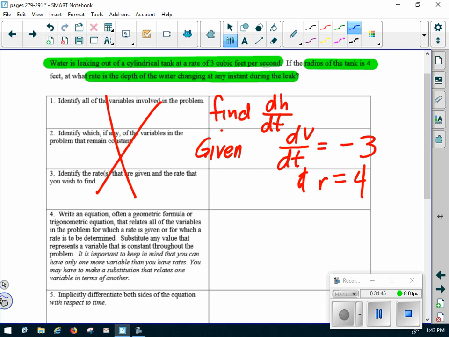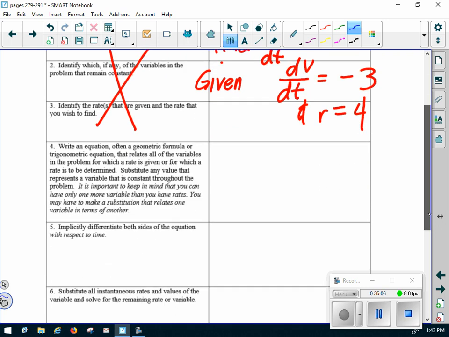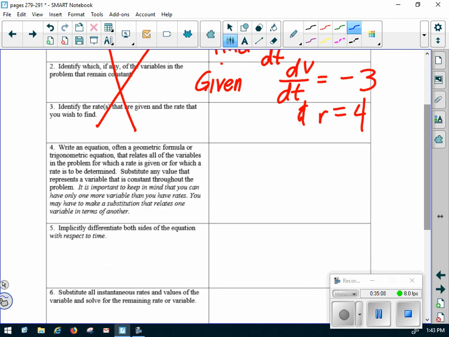I need an equation that relates volume and radius and height. Do you know what the formula for the volume of a cylinder is? Pi r squared h. Again, that would be one that would be given to you. Volume equals pi r squared h.